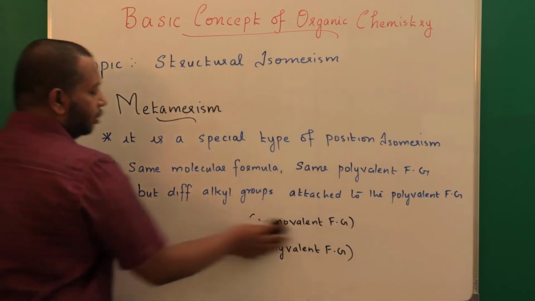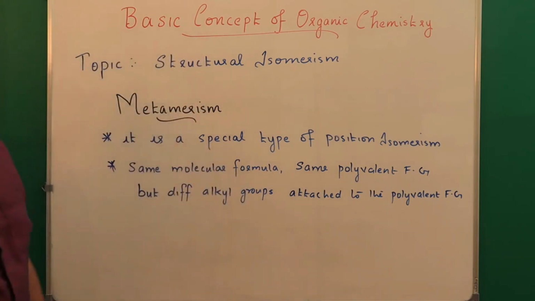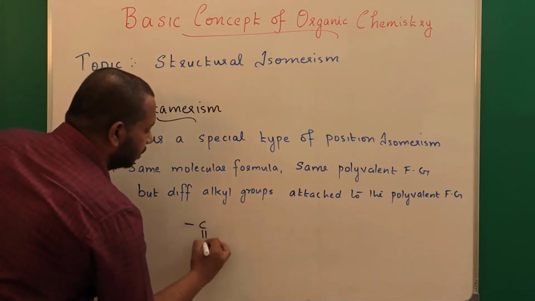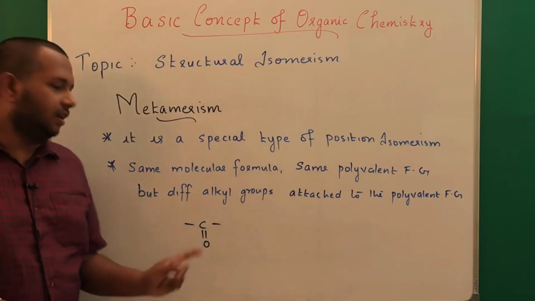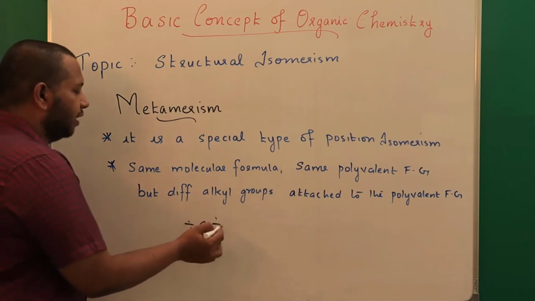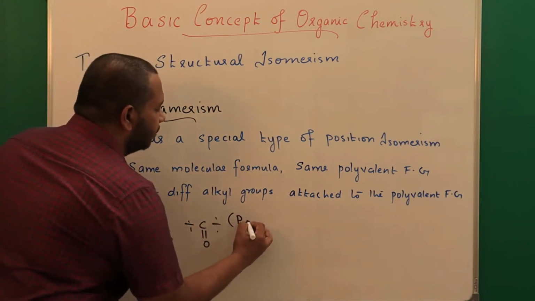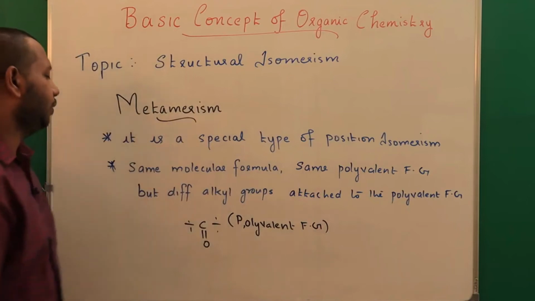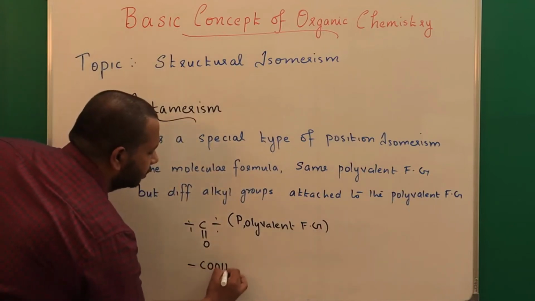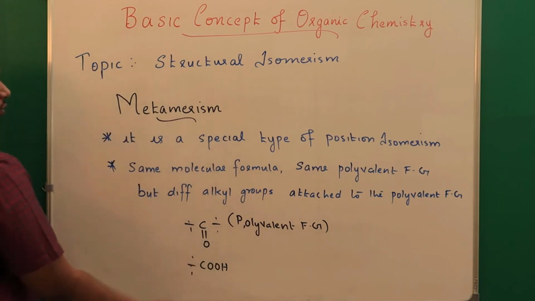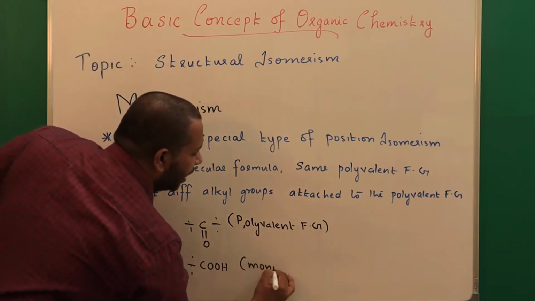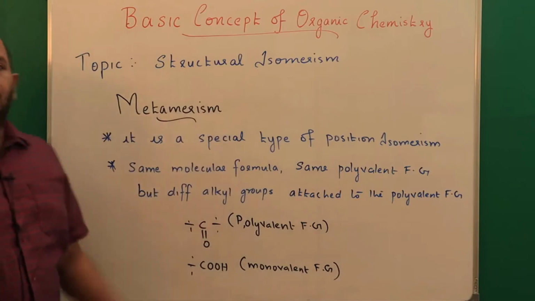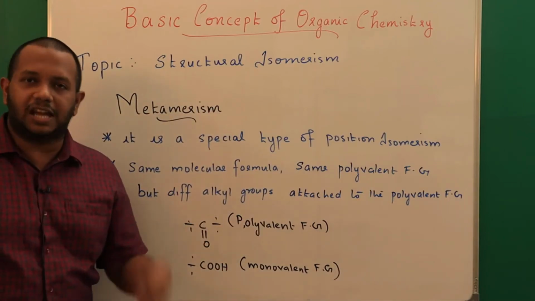Okay, now can you categorize? I will give you some functional groups. Can you tell me what sort of functional group it is? For example, the carbonyl group, C double bond O. Can you say whether it is polyvalent or monovalent? Since it can be connected to the system through two valencies, it comes under polyvalent Fg. Now for another example, COOH, carboxylic acid, it can be connected only through this valency. So this is a monovalent Fg. I hope you understood the difference between a polyvalent Fg and a monovalent Fg.